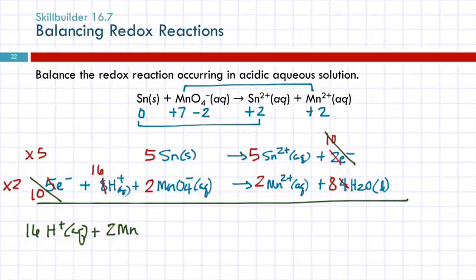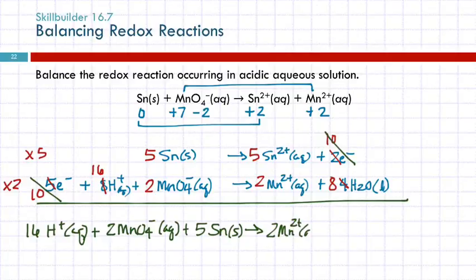2 permanganate ions plus 5 tin atoms gives us 2 manganese ions plus 8 water molecules and 5 tin ions. And if you check that, it should be correct. Any questions?